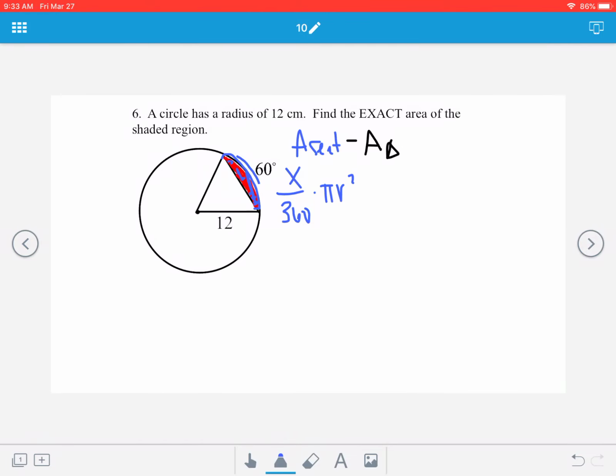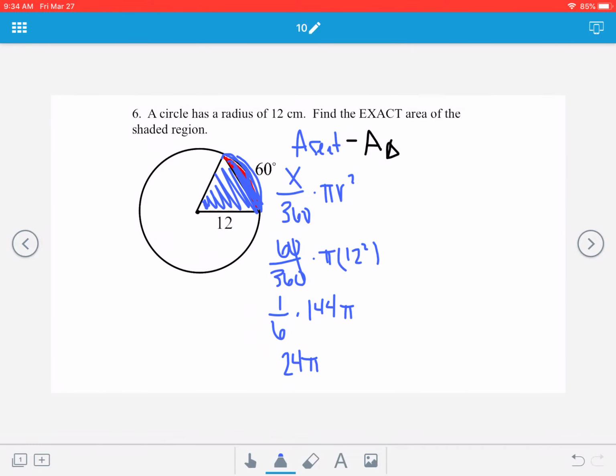So our arc measurement or our central angle measure here, those are going to be congruent. That's going to be 60 over 360 times pi, radius, halfway across the circle, is 12. Simplifying this, the zeros simplify, so we get 6 over 36, which is 1/6, times 144 pi. 12 squared is 144. 144 divided by 6 is 24. That's nice. So then the area of the entire sector, all of this that I just colored in, is 24 pi.